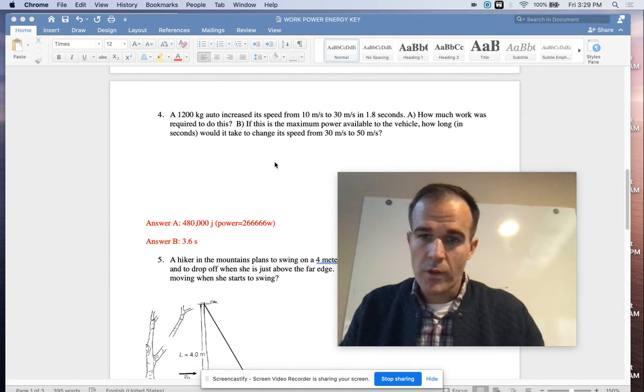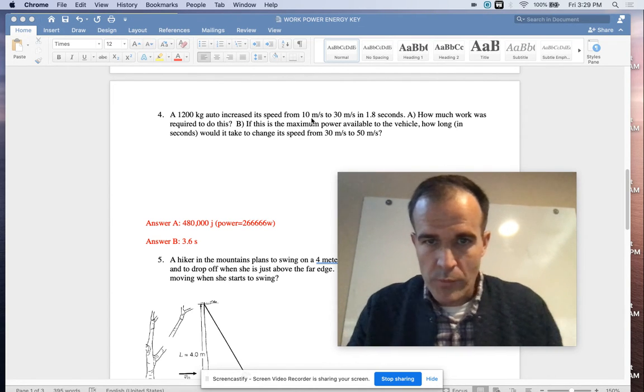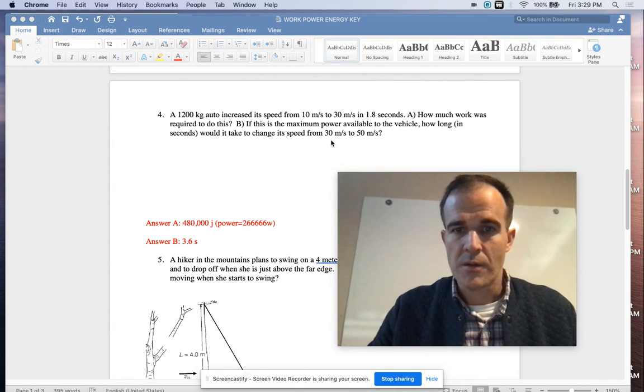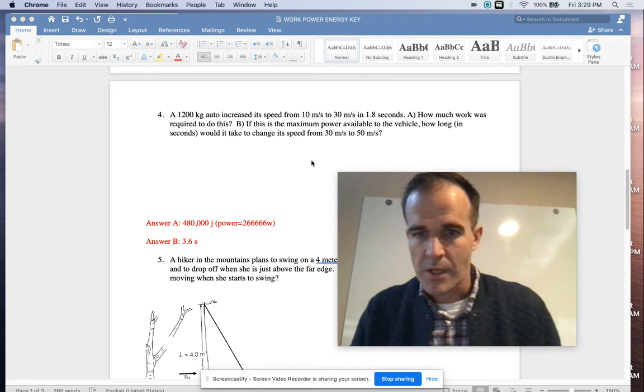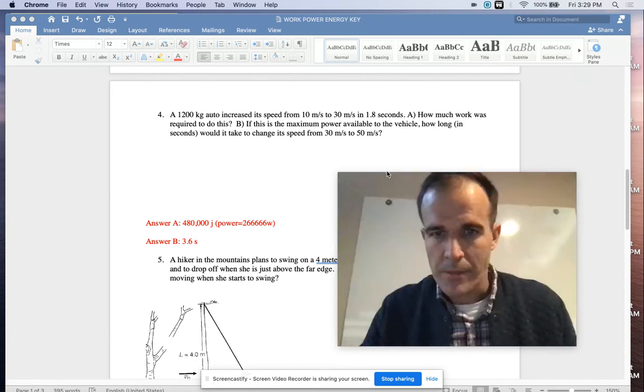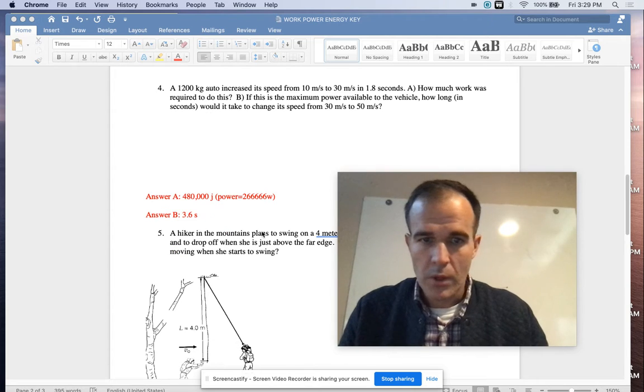And it's going to take double that amount of time. So it only takes 1.8 seconds to go from 10 to 30, but it takes 3.6 seconds to go from 30 to 50. Even though, once again, they're the same velocity changes, they're different amounts of energy. Anyway, pretty cool. Oh, I like this hiker problem.